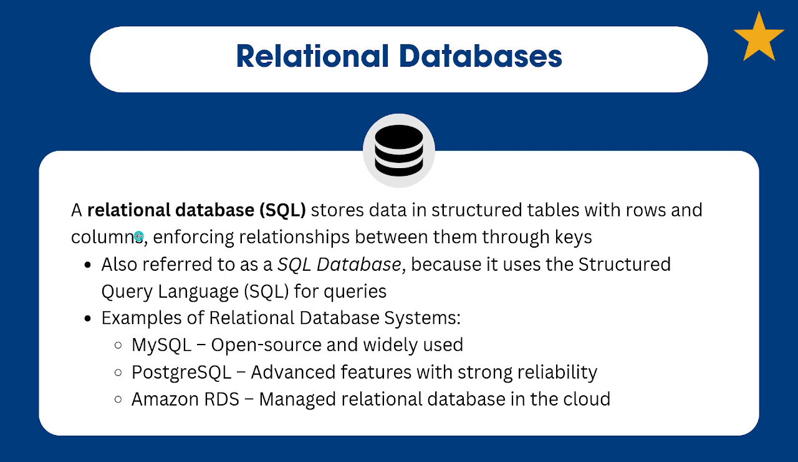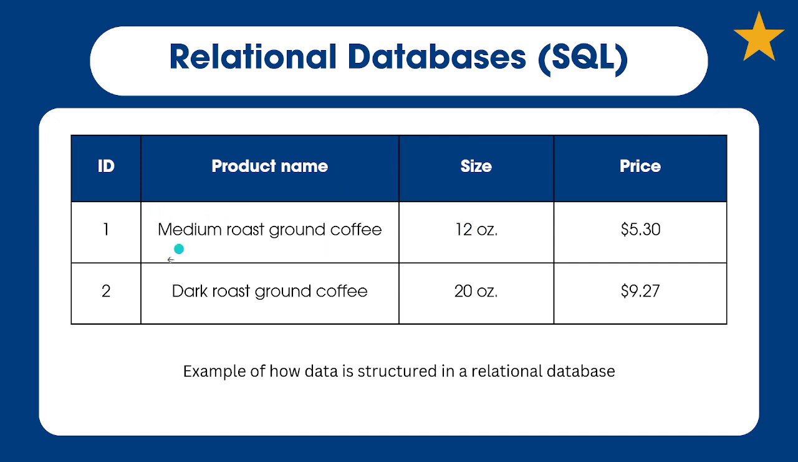So what is a relational database? We actually call them SQL databases. I'll explain that in a sec. It stores data in structured tables with rows and columns, enforcing relationships between them through keys. Every row is going to be a record in the database. Every column is usually going to be some kind of attribute. For example, a row might be a student. We have a student row, and then the columns might be the student's name, the student's ID number.